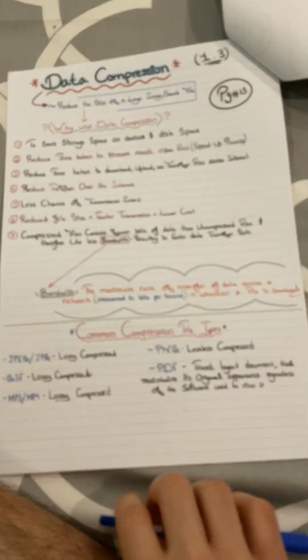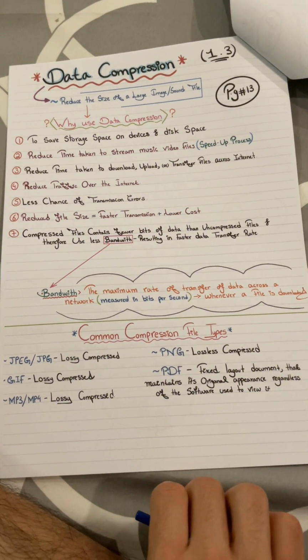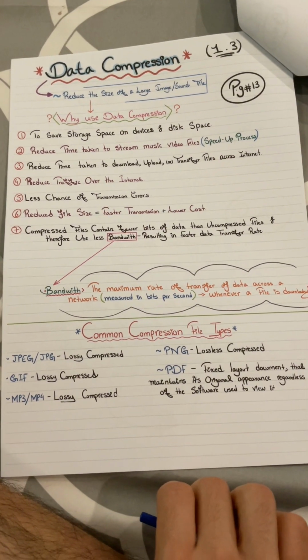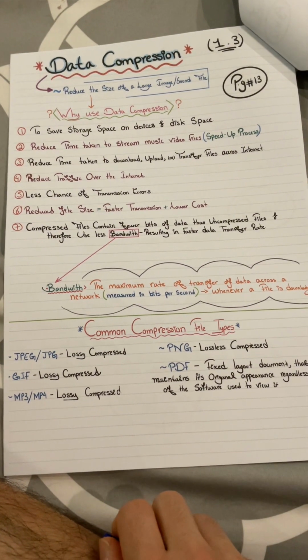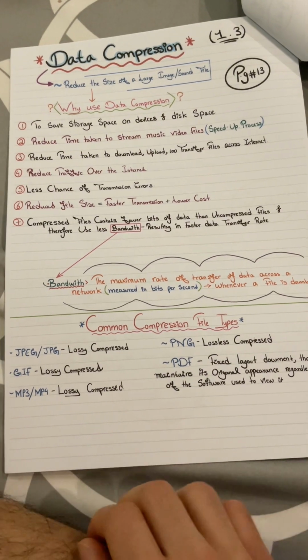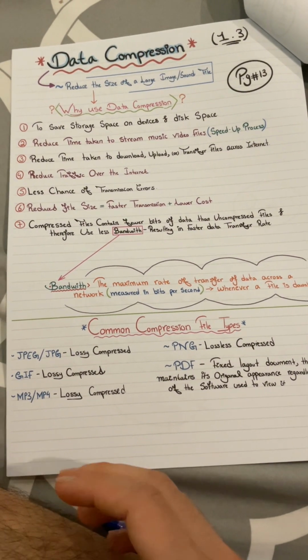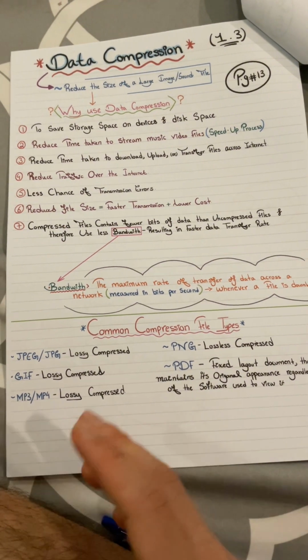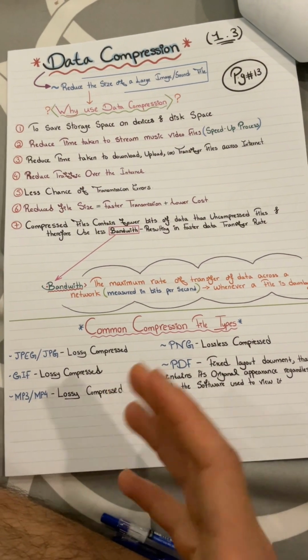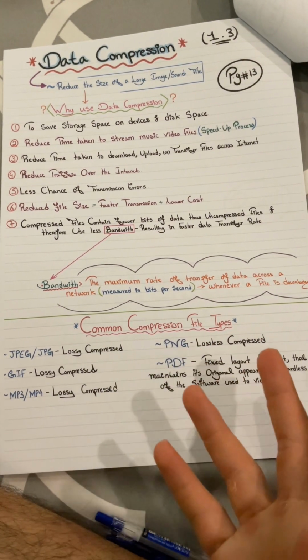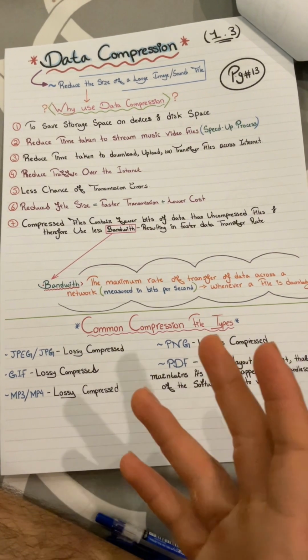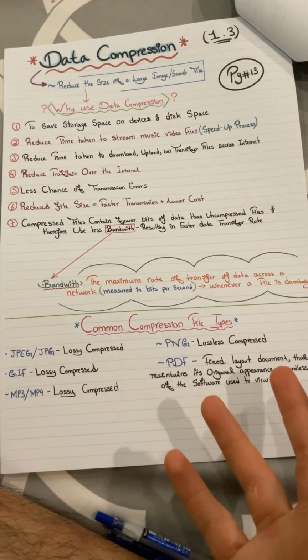As for the last part of this topic, we will be considering data compression. So data compression stands for reducing the size of a large image or sound file. Why do we use data compression? Why do we want to reduce the size? Okay, well, there are many reasons to consider here. First one, we want to save storage space on devices and disk space. If you compress the file, it's going to take up less storage, correct?